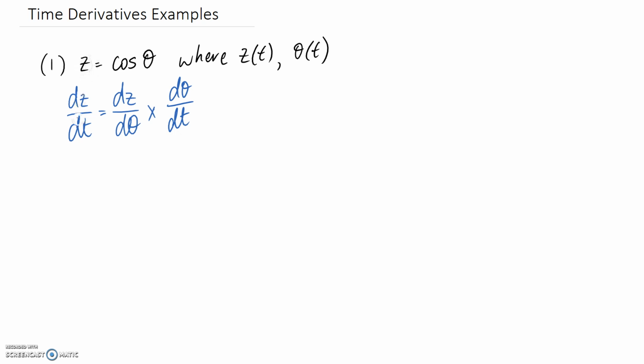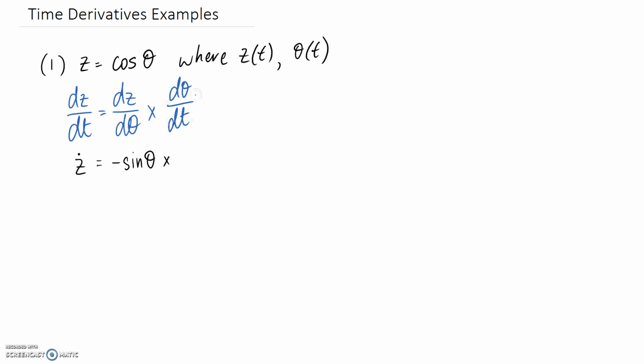So the derivative of z with respect to time, you can either write it as dz on dt, or it's the same as calling it z dot. Now we need to take the derivative of z with respect to theta. So it's essentially just taking the derivative of this since it's equal to z. So cos goes to negative sine when you take the derivative, so it's going to be negative sine theta.